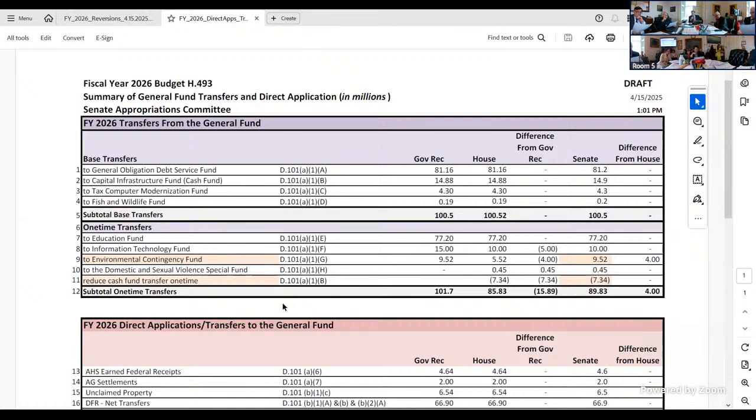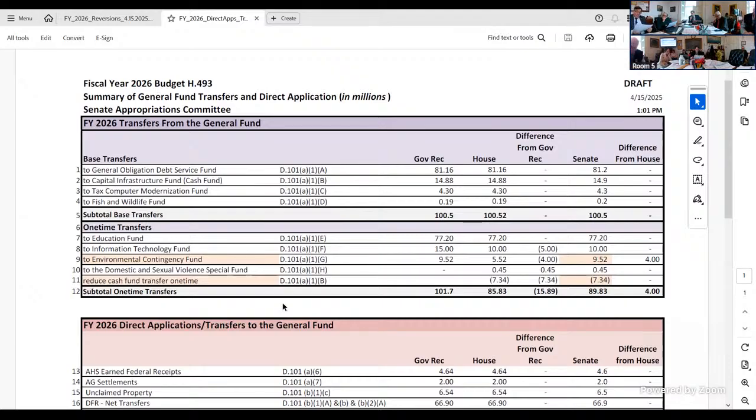So the next purple section, this is the one-time transfers. The first one is the one-time transfer of $77 million to the education fund. This is what the yield bill is currently assuming. If there are changes to that, then that number will change.